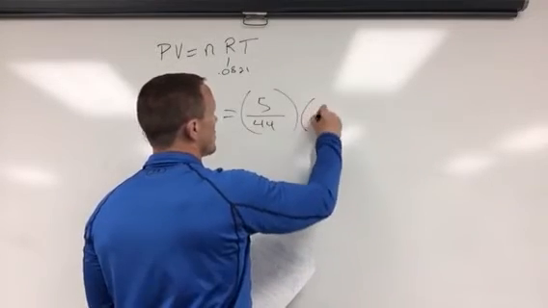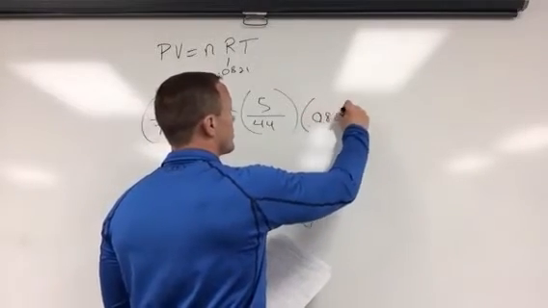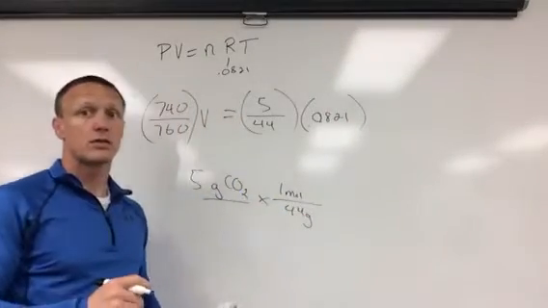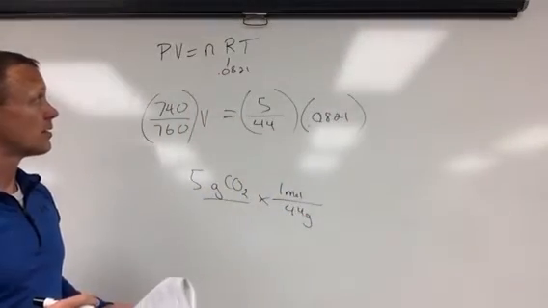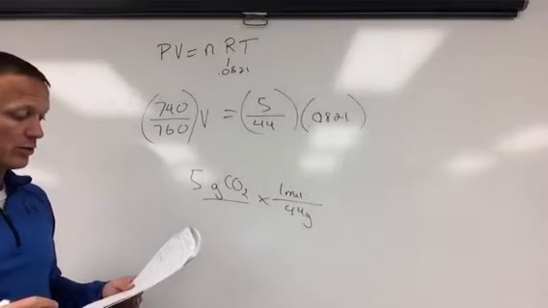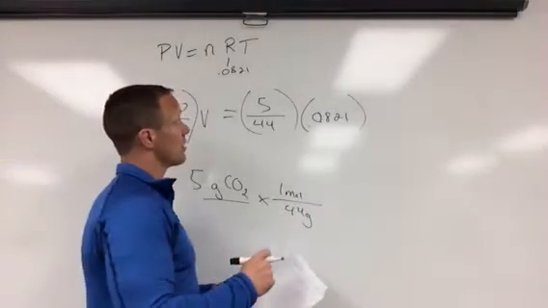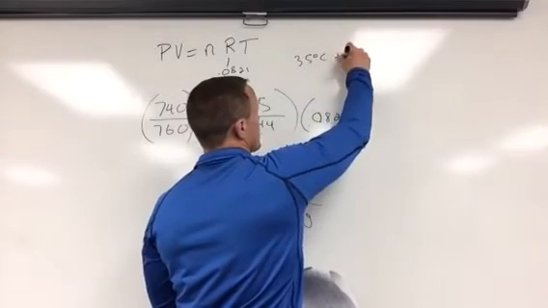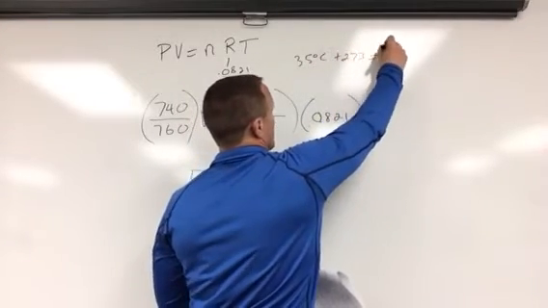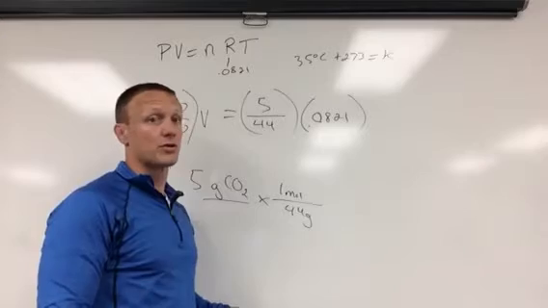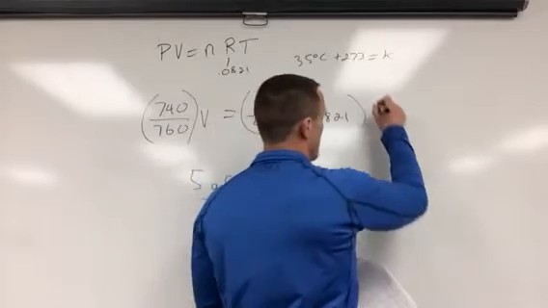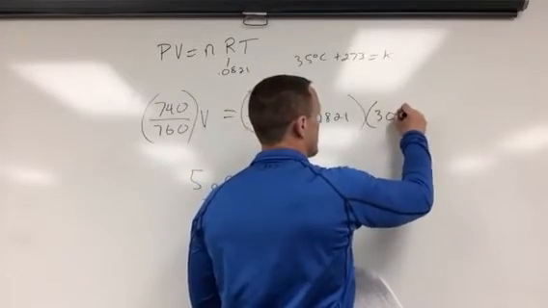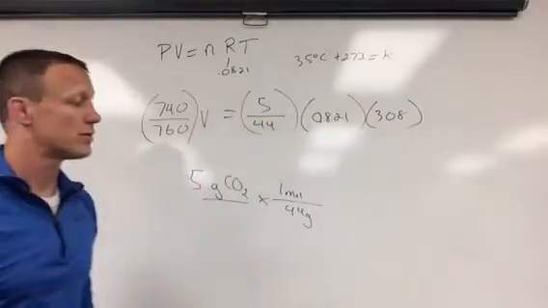Our R is 0.0821. And our temperature, make sure we change it into Kelvin. So we had 35 degrees Celsius plus 273 equals our Kelvin temperature, which would be 308 Kelvin.